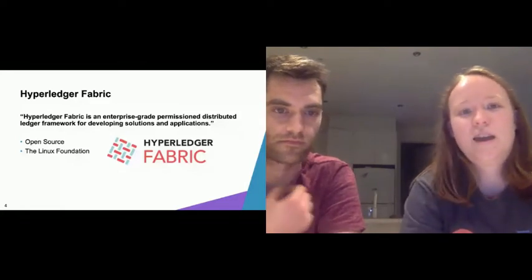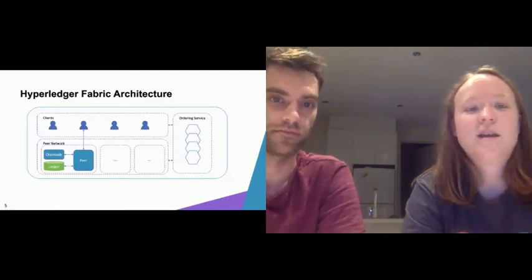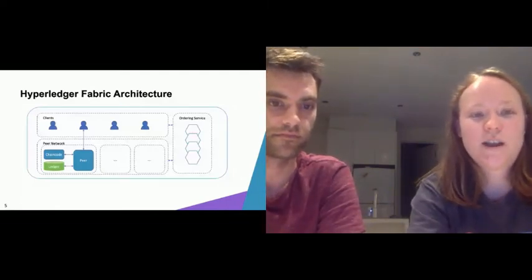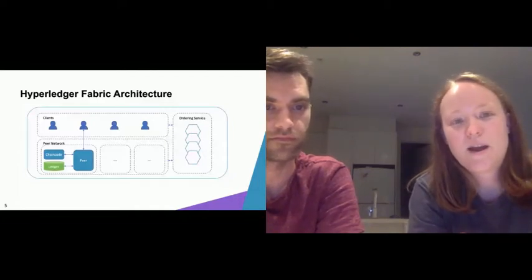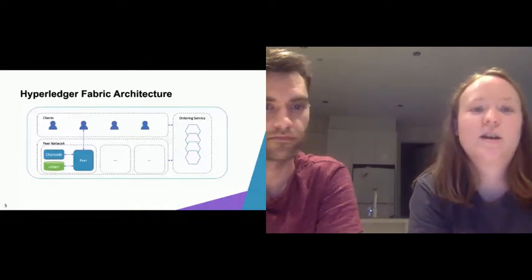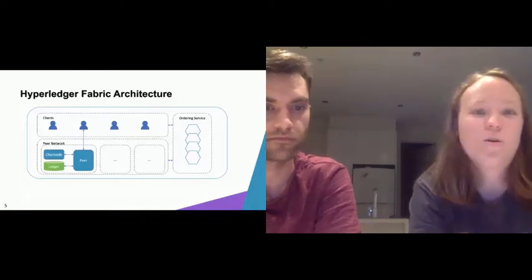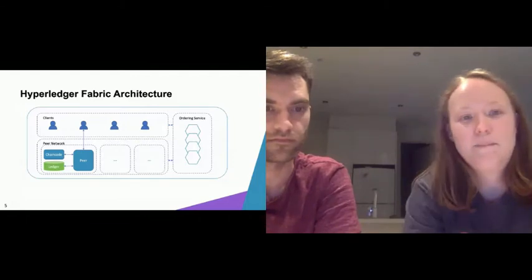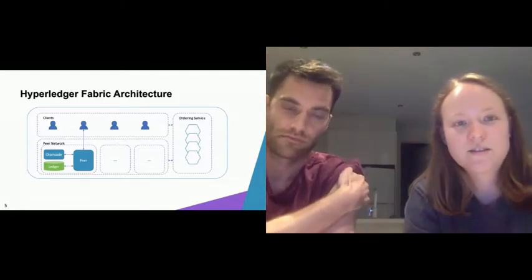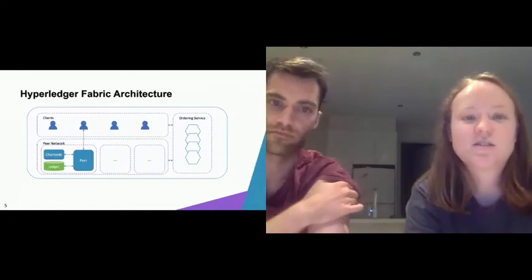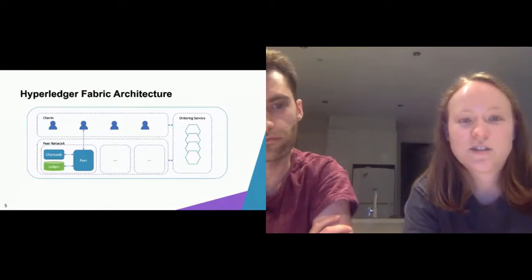So this is a very high level overview of the Fabric architecture. It consists of a network of peer nodes. And these peer nodes are run by the members of the network. So they might be run by the banks or a commercial real estate company or a shipping company. And these networks are interacted with from clients. So clients will submit transactions to these peers and the peers will forward these transactions onto the chain code.